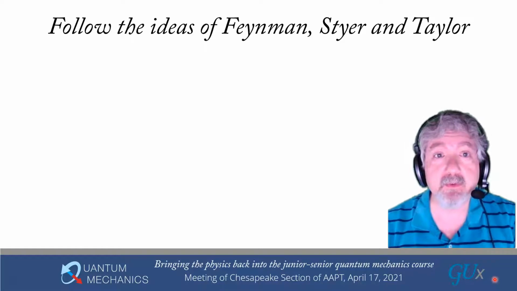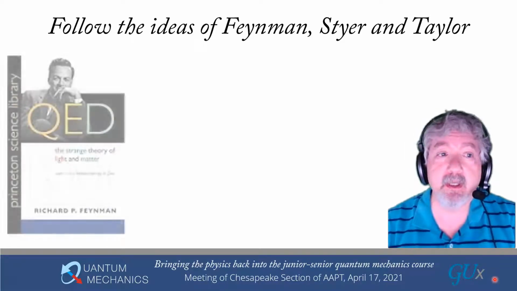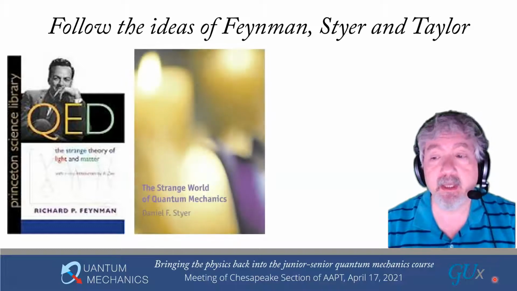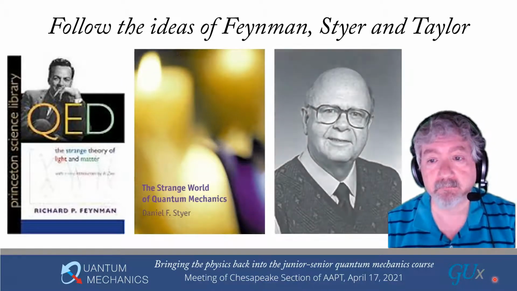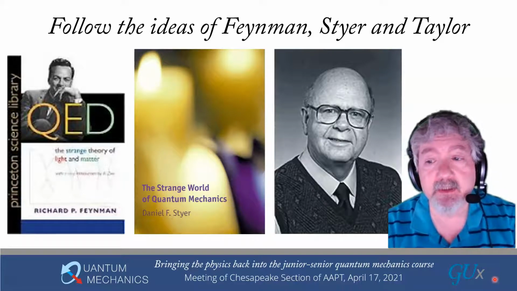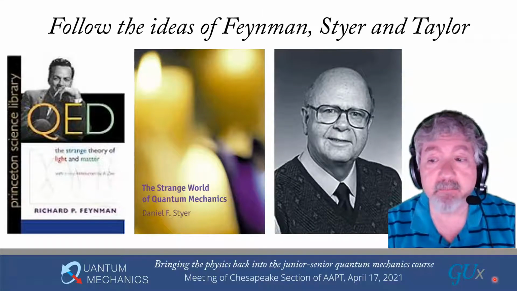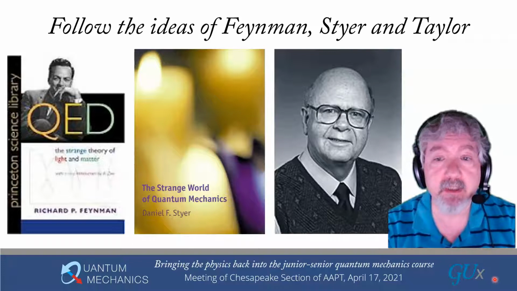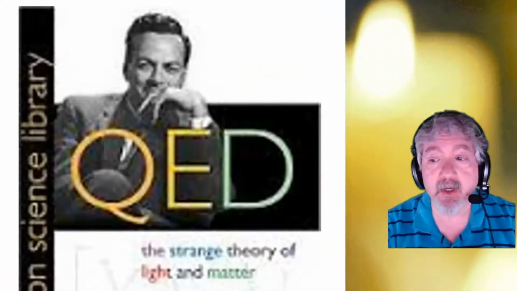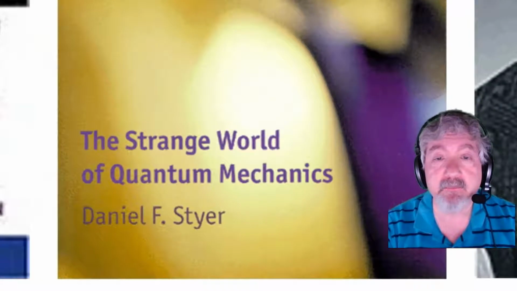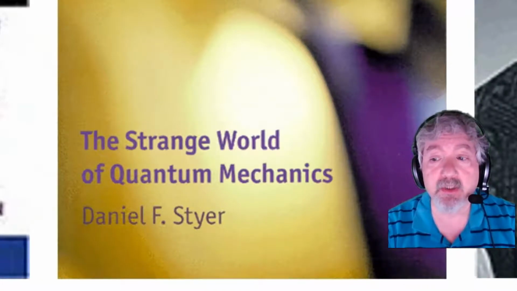What is the basis for what we're doing? We follow the ideas of Feynman, of Styer, and of Ed Taylor. These 3 people described ways in which you can teach quantum mechanics using very little math that is at the level of a high school student. In QED, the focus is on light and photons. In Styer's book, the focus is on the Stern-Gerlach experiment. And Ed Taylor showed us that by animating the different ideas that were presented, in his case primarily from the QED book, we can really get the students to learn the material well.